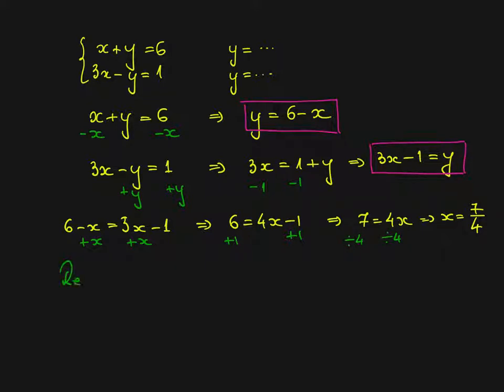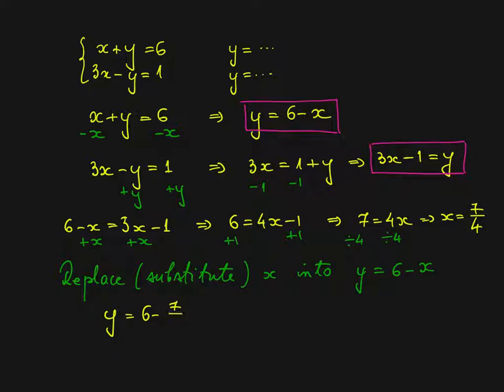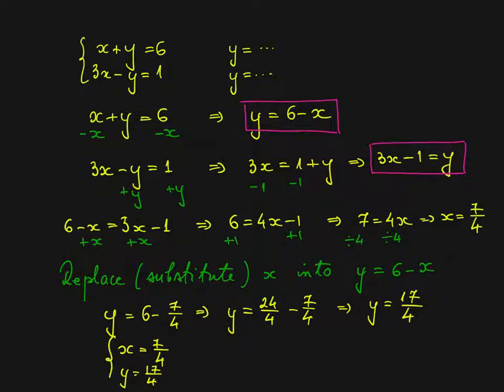Next step, we have to replace, because we want to find y. Replace or substitute x into any of those. Probably the simplest is y equals 6 minus x. It's in pink. That's the one that gives me the relationship between x and y. So I get y equals 6 minus 7 over 4. Therefore, y equals 24 over 4 minus 7 over 4. So y equals 17 over 4. So my solutions, we need to put them together: x equals 7 over 4, y equals 17 over 4. I can again check with GeoGebra, which I'm going to do later.